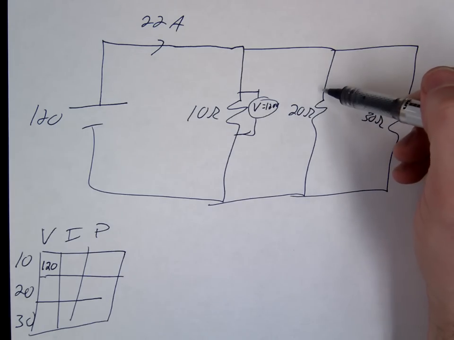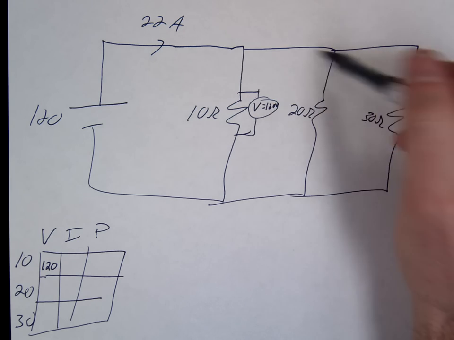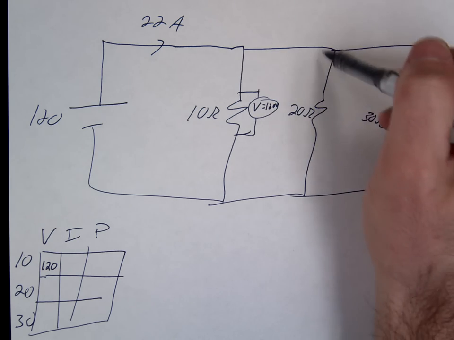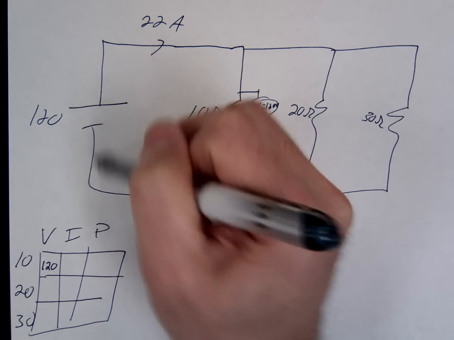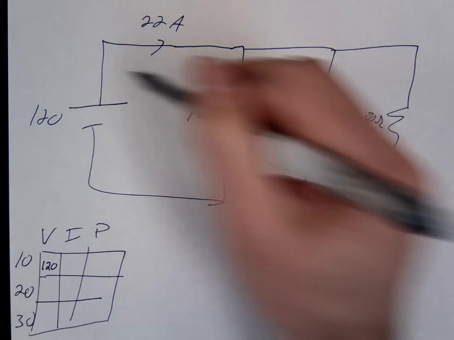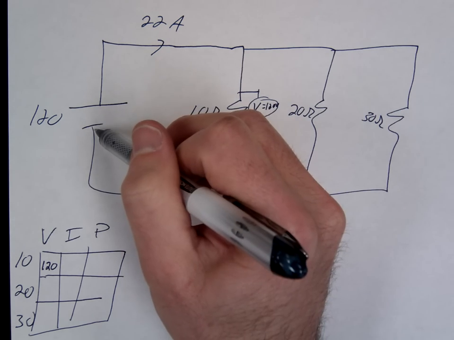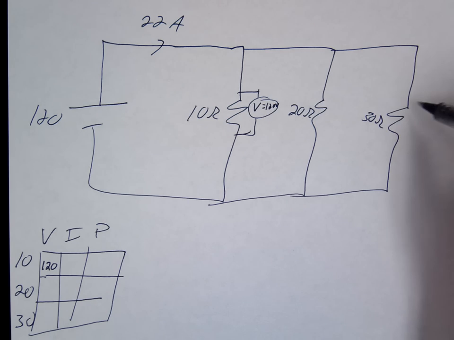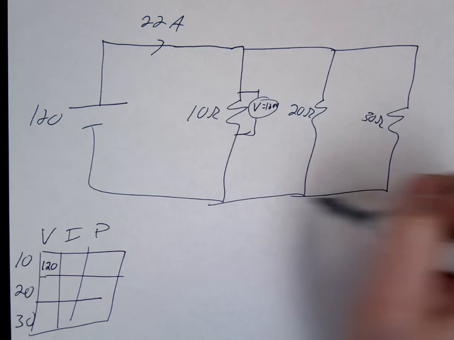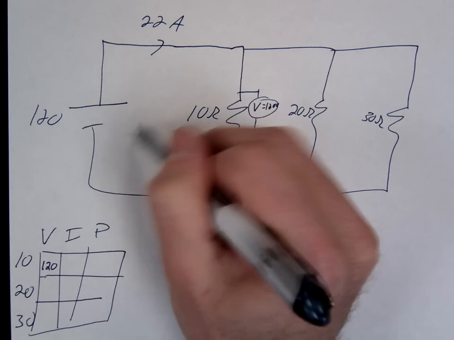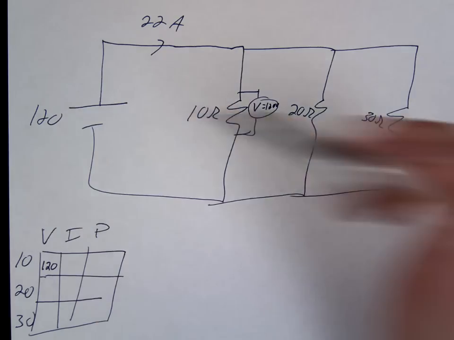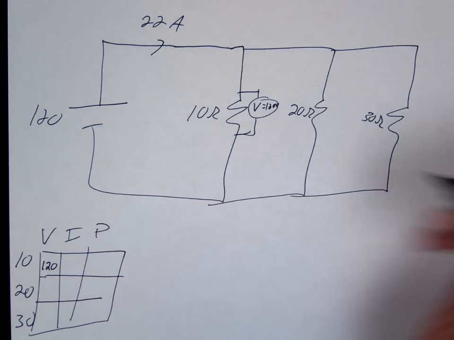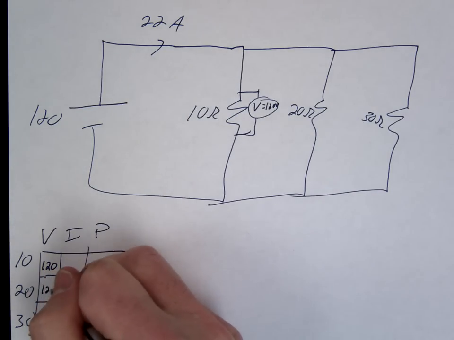Notice the 20 ohm, just because there's a wire here, that doesn't change the fact that the 20 ohm is also connected to the 120 volts, which means how much voltage is across the 20 ohm? 120 volts. What about the 30? The 30 is also directly connected across the battery, right? So the 30 ohm is also going to be 120 volts. So in fact, all three of these are 120.